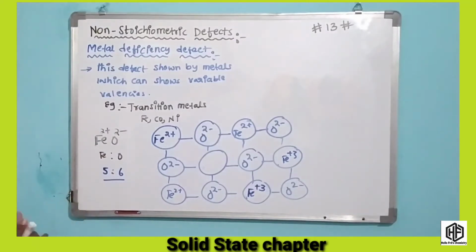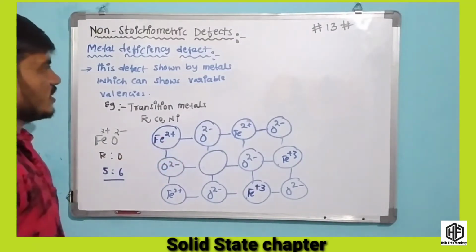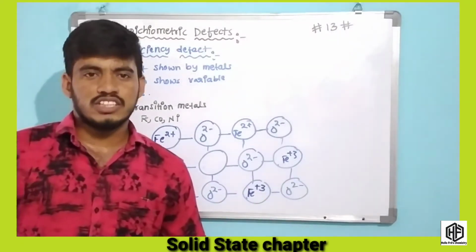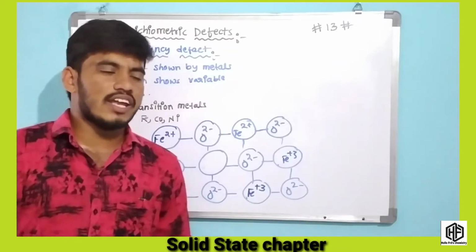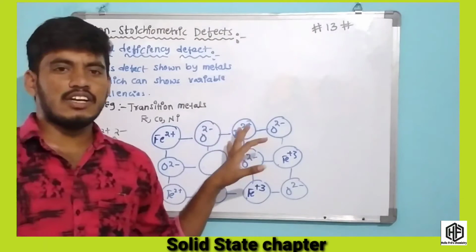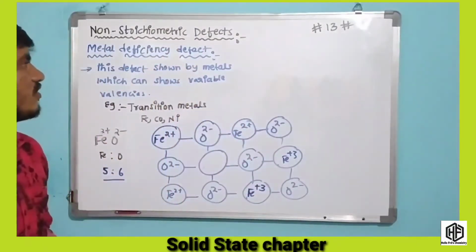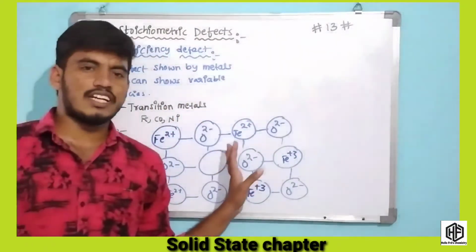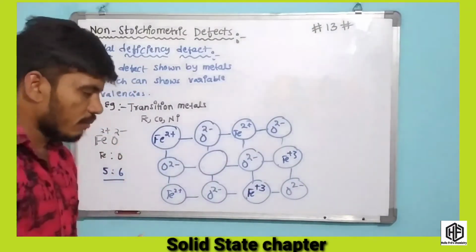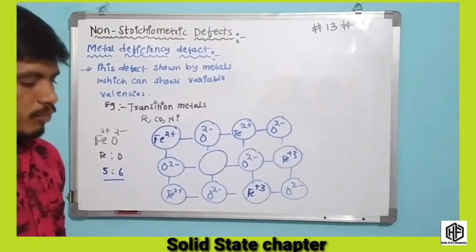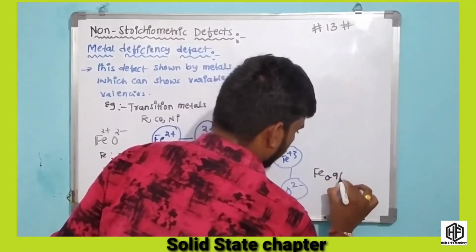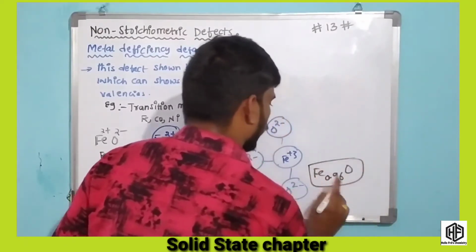Okay friends, this is very important. What is the metal deficiency defect? In the metal deficiency defect, the metals exhibit variable oxidation states and one of the metal ions is missing from the crystal lattice, while it maintains the electrical neutrality. This is called the metal deficiency defect. The compound of this type of crystal lattice is FeO, ferrous oxide. But another important compound is Fe0.96O. Okay friends, this type of crystal lattice.